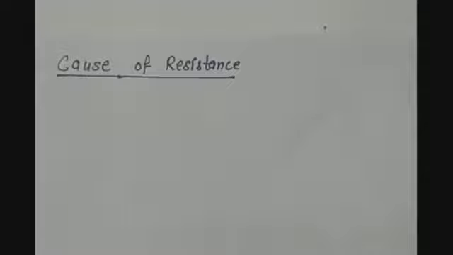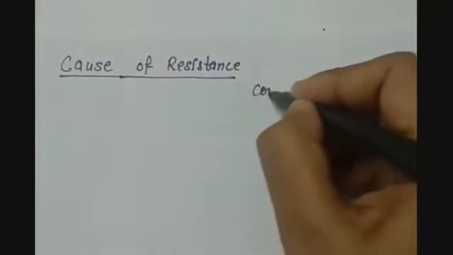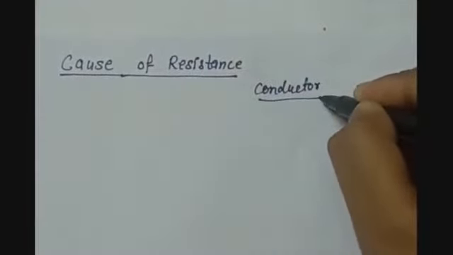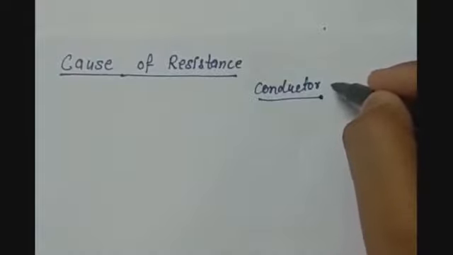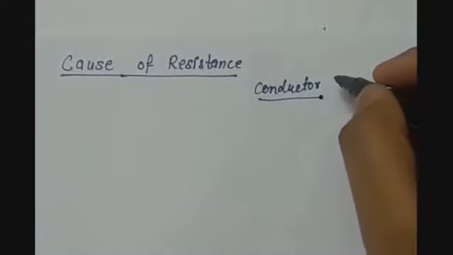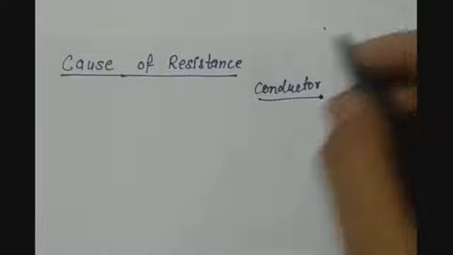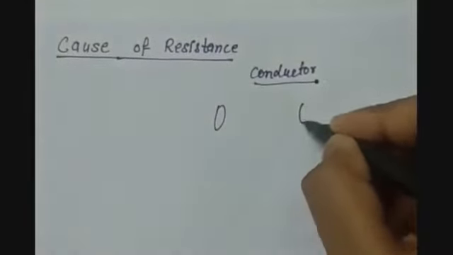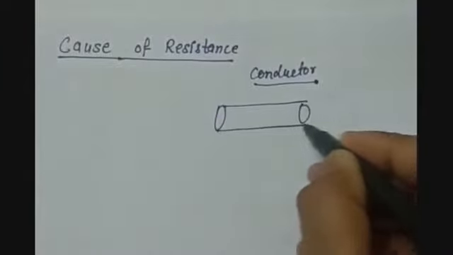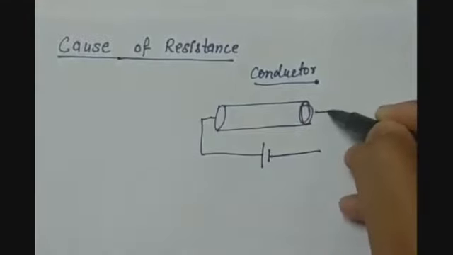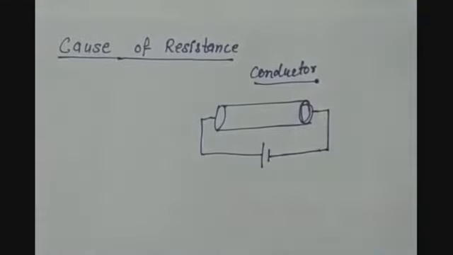Resistance is the property of any conductor. Then from where does this resistance come in a conductor? As we all know that a conductor has a large number of free electrons, and when a potential difference is applied to a conductor, then these free electrons try to align or they drift from one end to another end. I'll show you here that if this is the conductor or this is a wire, and if we connect this wire to a battery or a cell to maintain the potential difference across the ends of the conductor, then what happens?